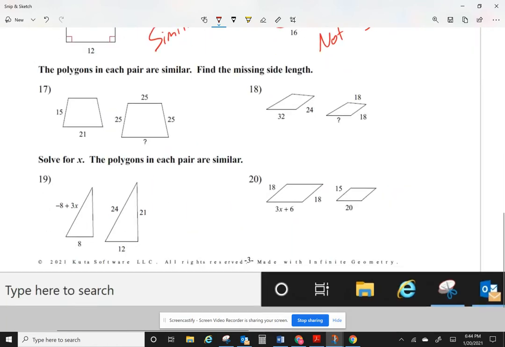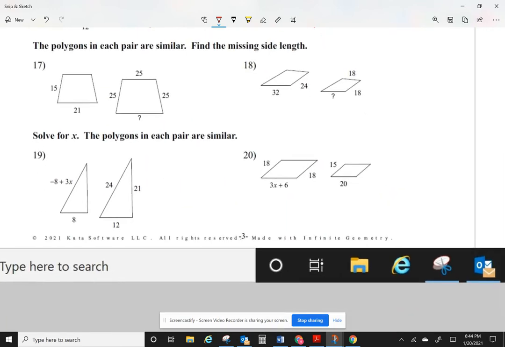All right, let's take a look at 17 and 18. The polygons in each pair are similar. So I'm told they are similar. Find the missing side length. The question mark, I'm going to call it X. I only need two values from each figure. I'm only going to make two fractions. One of my values I'm going to choose is X. The other value I'm going to choose is 25. I can tell X goes with 21 and 25 goes with 15.